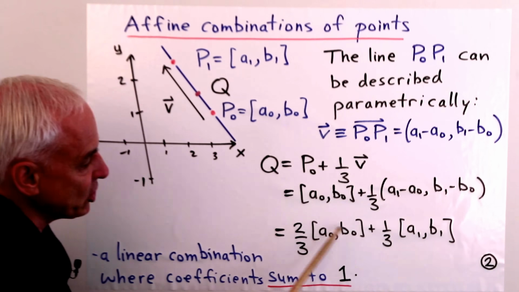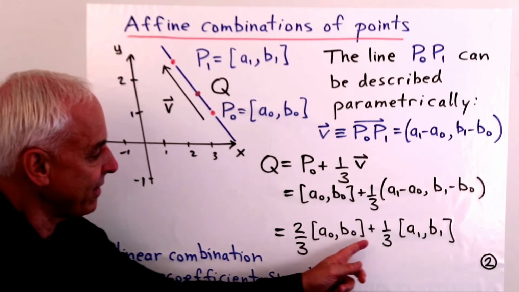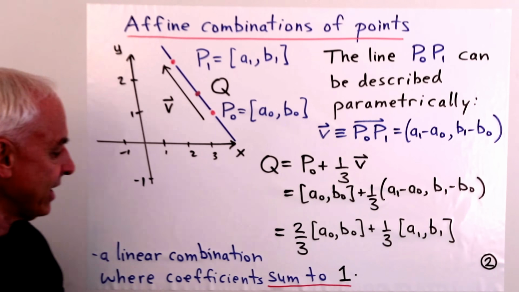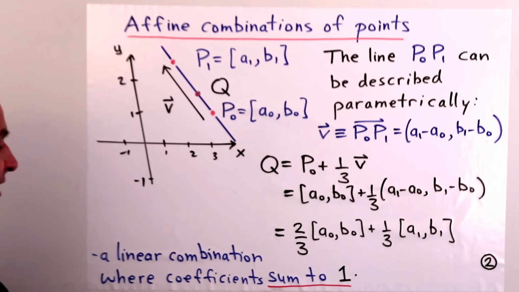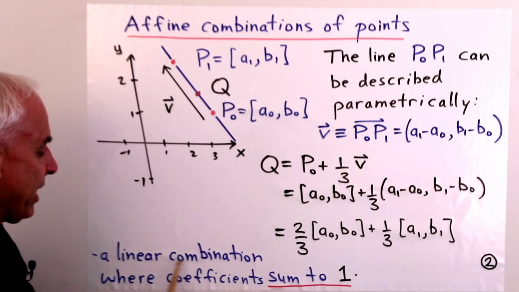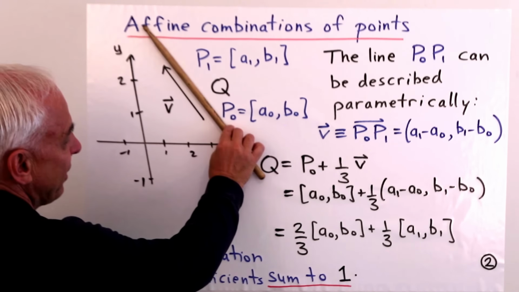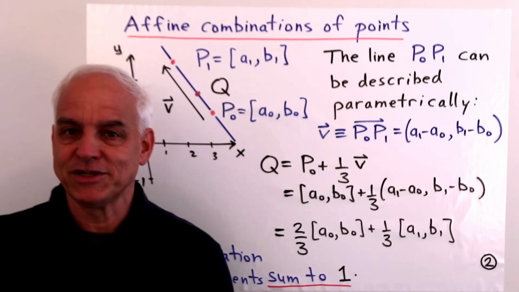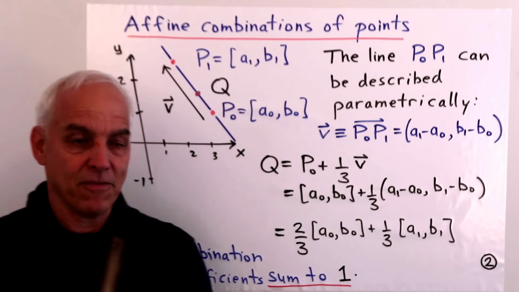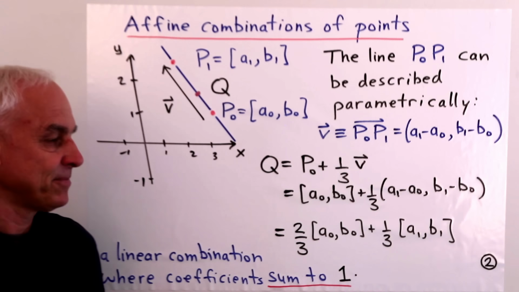And this kind of combination, where the two coefficients add up to 1, is called an affine linear combination. It's a linear combination where the coefficients sum to 1. And that's what we typically get when we're describing points on the line P0 to P1.